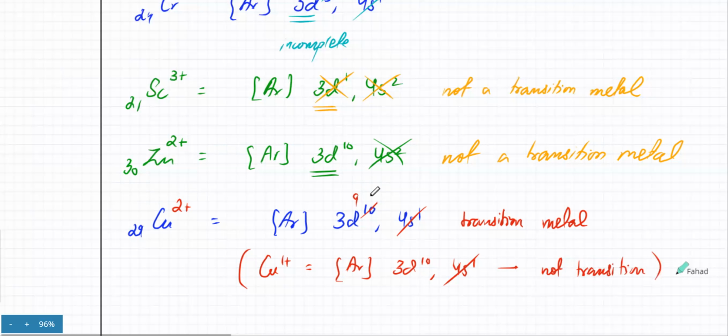So copper would display the properties. We listed 5 properties. It would display those 5 properties if it's forming a 2+ ion, and it would display those 5 properties, or not all of them, if it's forming a 1+ ion.